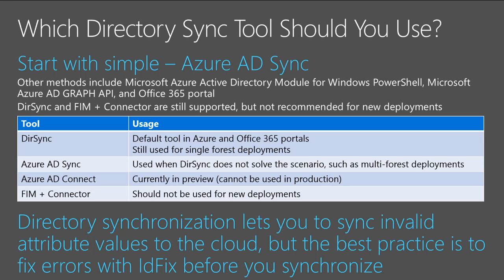The other thing to keep in mind is DirSync doesn't do attribute validation. So you do have the ability to actually sync invalid attributes up into the cloud. So before you actually start the synchronization process, you're going to want to use our ID Fix tool and go ahead and clean up the most common errors that we find in user on-premises directories. Once ID Fix has done its thing, then you should be able to go ahead and do your DirSync and start rolling that way.